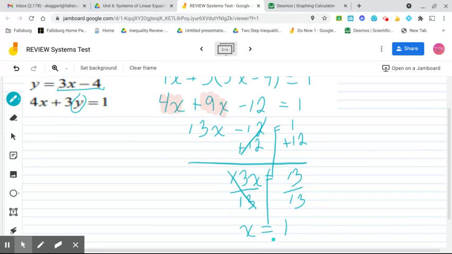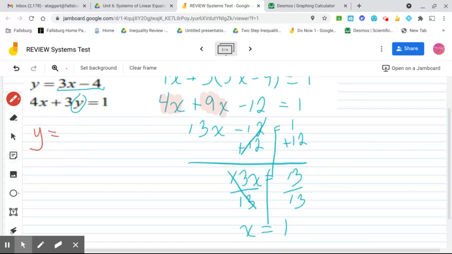From here, since I know x, now I need to solve for y. I can take x equals 1 and substitute that into either equation. It doesn't matter which one you choose. I always say take the easiest way. We're solving for y, and in the first equation, y is already by itself. So that's the one I'm going to choose to substitute x equals 1 into.